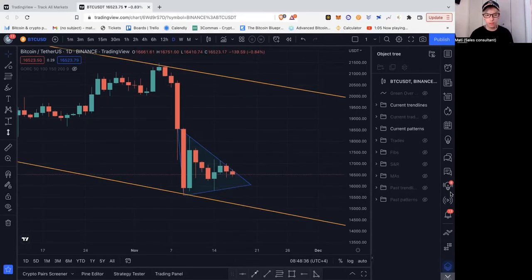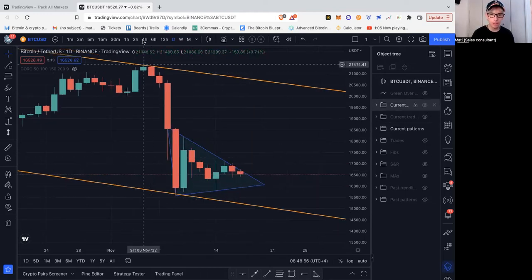Good day, everyone. Today it is Thursday, and I want to do a quick technical analysis on Bitcoin because right now, as we can see in the chart, we are inside this triangle right here.